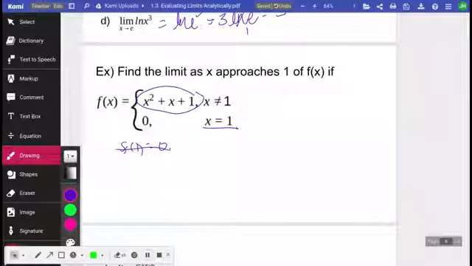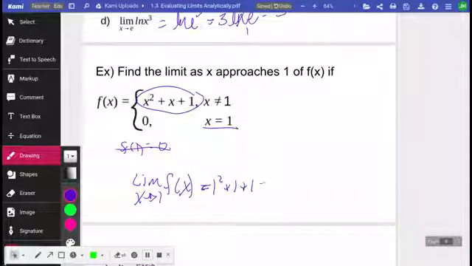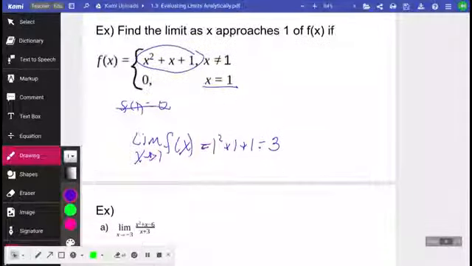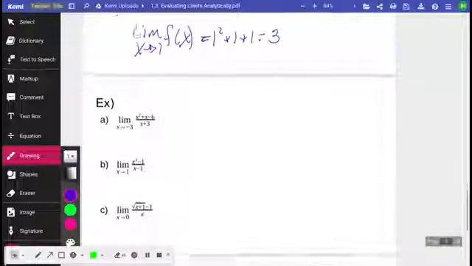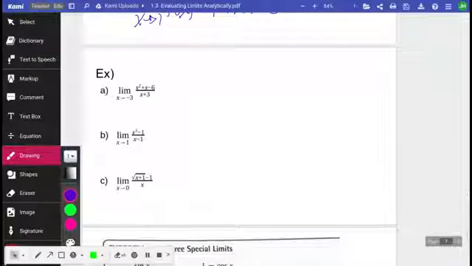So for me to look at the limit of f of x as x approaches 1, I will actually just plug in 1. That's an equal sign. 1 squared plus 1 plus 1 is equal to 3. So make sure you're reading correctly. You'll find some, even on the AP test, they'll say, well, what is f of 1? What is the limit? And they'll do things like that. Okay, next example.